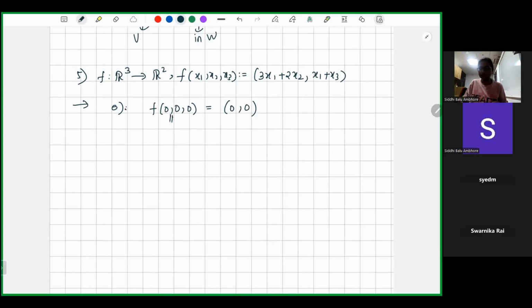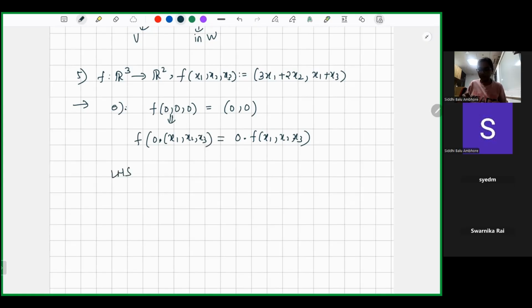So what is this actually? This is f of (0, x1, x2, x3). I have to check whether this is equal to 0 times f of (x1, x2, x3) or not. Whatever this term is, it will be something in R3. So we have to check this.